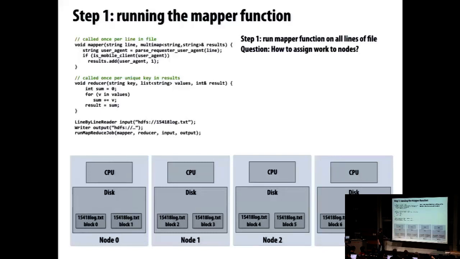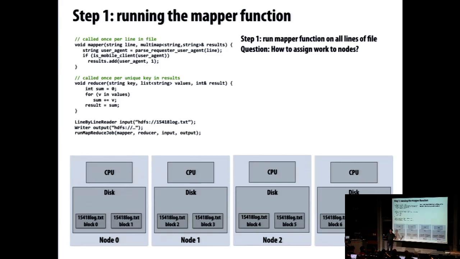And all of them talk to the same file system, so they can load a piece of the file. And here's your code for reference. So the question is, step one is we need to run the mapper function on all lines of the file. So it's like I have this parallel for loop, right? For all lines in the file, run the mapper function. You're implementing this framework now.